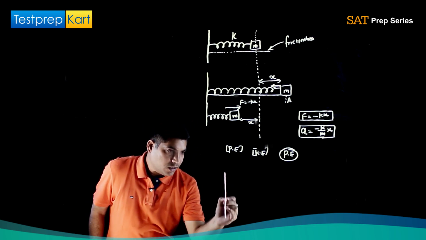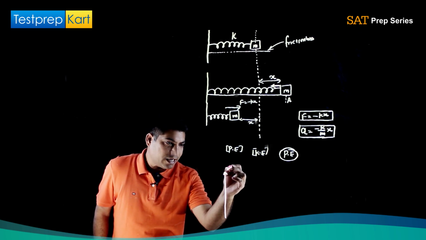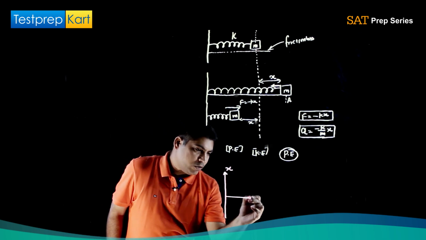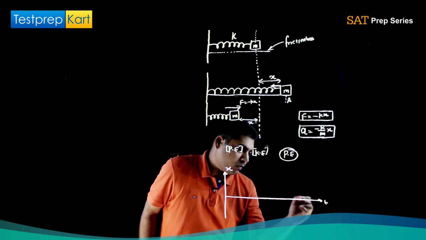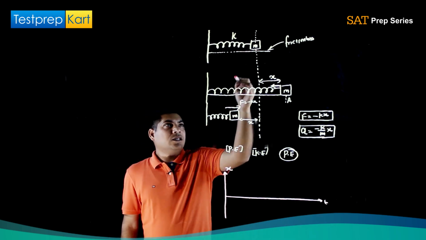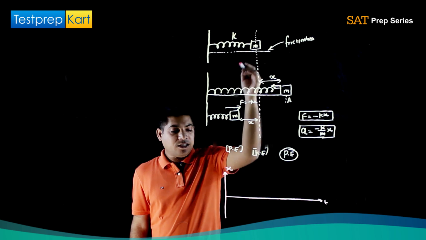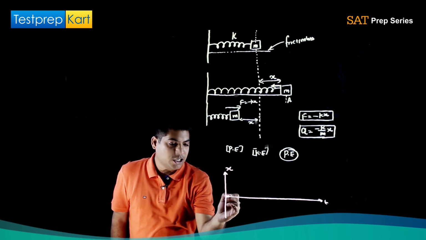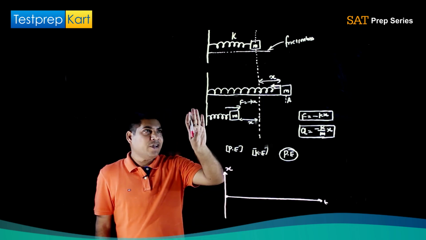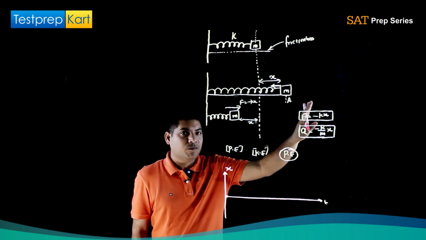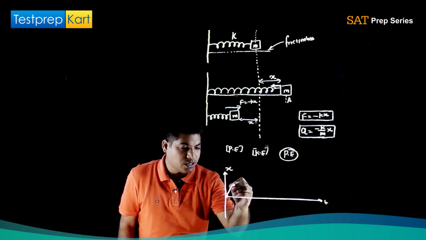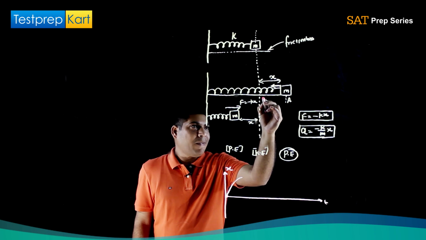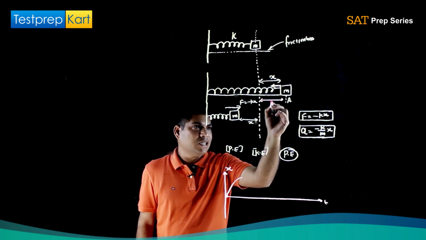Suppose on this axis we are taking displacement and on the horizontal axis we are taking time. Now you can see this object is starting from rest. At this point displacement is 0. Now when we are stretching this object away from the center, then displacement is increasing. Suppose the maximum displacement of this object is A.